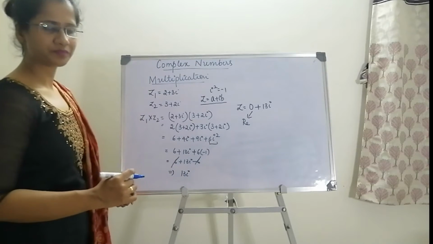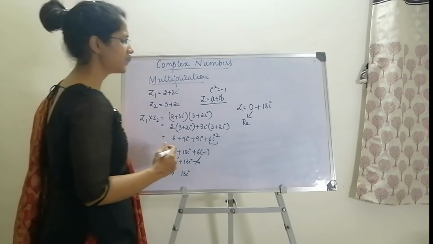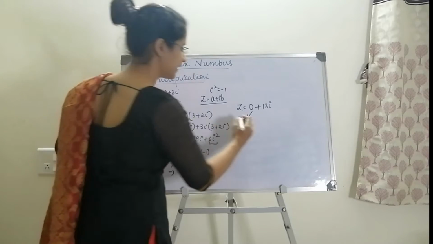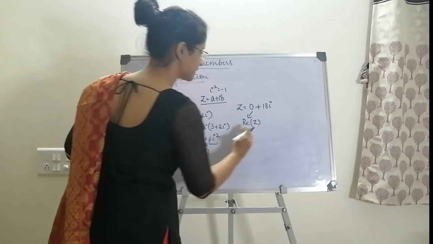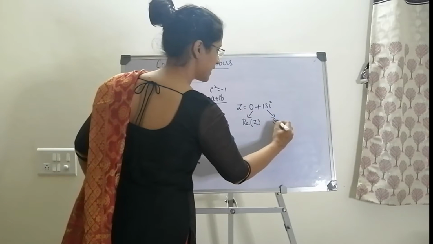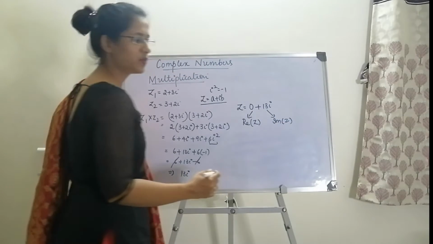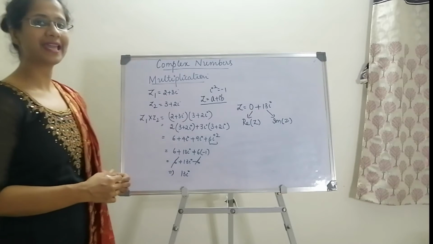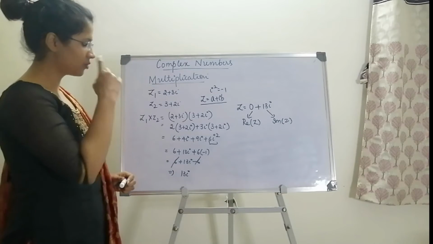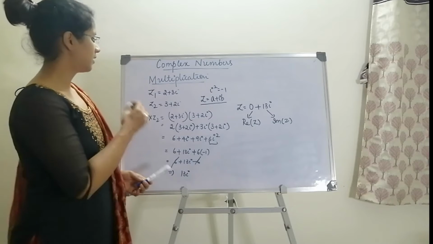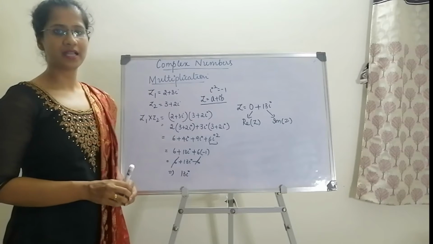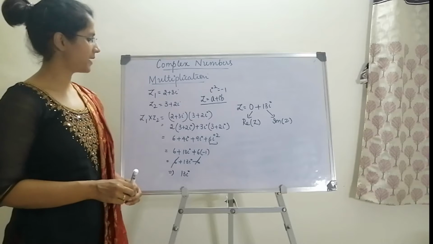And one more thing, viewers, please understand how to denote the real part. The real part is denoted like this, Re of Z, and this is called the imaginary part of Z, which tells me it is my imaginary part. Okay, hope you all understood how to multiply two complex numbers. Now we will move on to the next part, that is division of complex numbers.